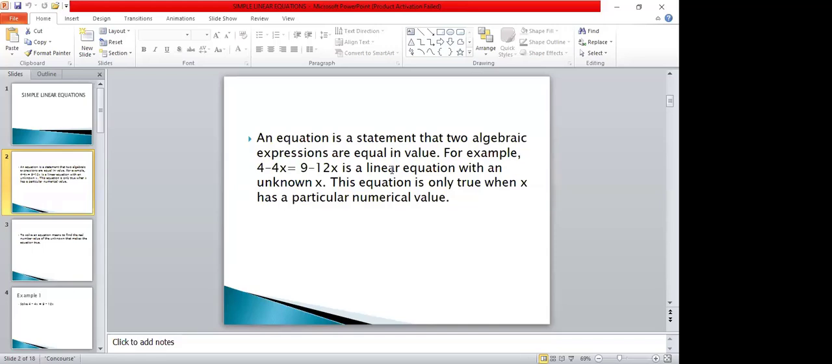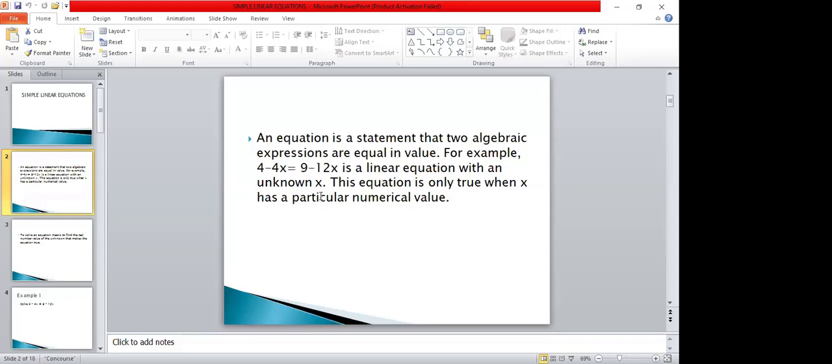And in a linear equation, we usually have what we call the unknown. The unknown here is represented by a letter. In this case, the unknown is x, as you can see. We have minus 4x here, we have minus 12x in the same equation. So this x is called the unknown. It is the unknown because we don't actually know its value. That's why it is called unknown.